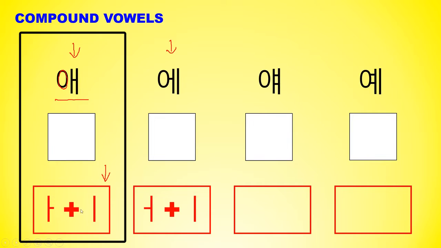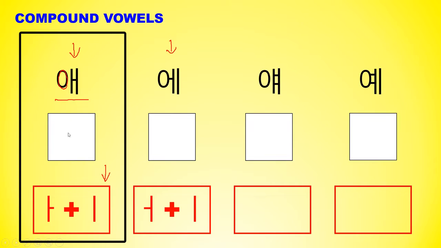As I read RE very quickly, it tends to converge towards this sound eh. When pronouncing compound vowels, we do not want to hear 2 sounds RE. Instead, we want to hear a single sound eh. Alright, so therefore, this compound vowel here is pronounced as eh, eh, eh. Okay, I hope you got that.